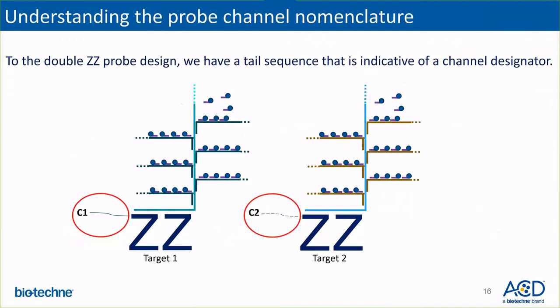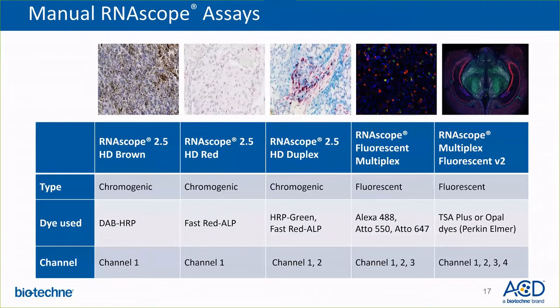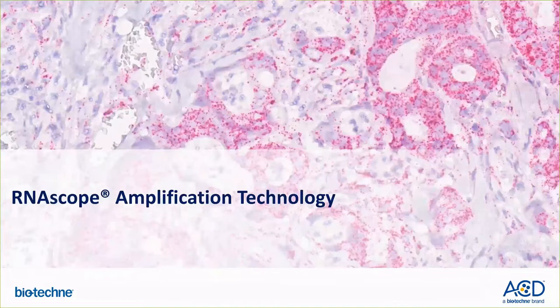Moving over to a summary of our manual RNAscope assays available, this slide represents all the assays that are available from ACD. If you have a single ISH target, you may choose a singleplex assay such as the chromogenic brown or red assay. If you have two targets, you may choose the chromogenic duplex assay. Both of these assays are available on the manual and the automated platform. If you are interested in multiplexing, our multiplex fluorescent assay allows you to detect up to four targets simultaneously in a single tissue section. In the next few slides, I will discuss the RNAscope amplification and detection systems for the manual assays.